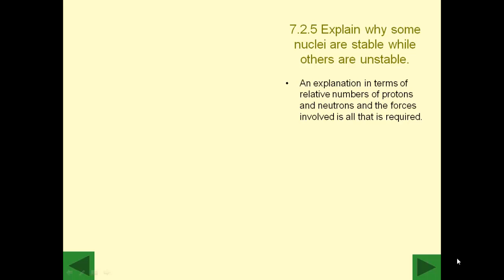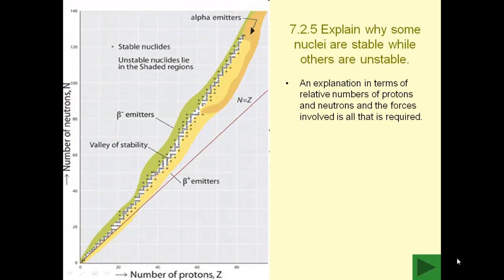Okay, we need to be able to explain why some nuclei are stable while others are unstable. It's to do with the relative numbers of protons and neutrons and the forces involved. If we do a graph of the number of protons against the number of neutrons, for very small nuclei we find that they're equal. In other words, you would have 2 protons and 2 neutrons, or 6 protons and 6 neutrons. N is equal to Z line.